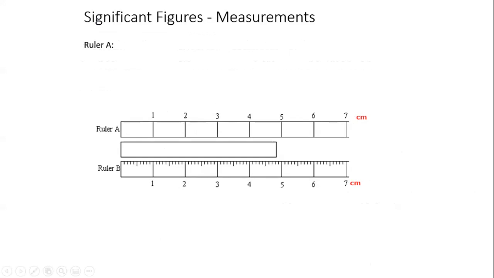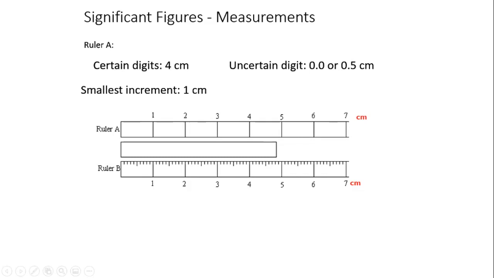So for ruler A, our certain digit, the smallest tick mark, is in the ones place. So we know for certain it's 4 centimeters. Now we have to estimate the next placeholder, which is the tenths place. So if it's close to 4, we would put 4.0. If it's between, we would put, for example, 4.5. Now, anything would have been valid. So if you put 4.6 or 4.7 or 4.8, that's also acceptable. The fact is that this only has 2 significant figures.